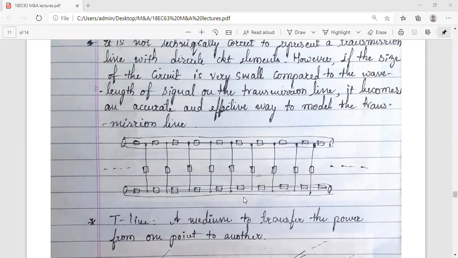Can anybody tell me what that effect is? In the previous class we had discussed it. You can unmute and answer, no problem. What was that effect called? Anybody? I'm talking about the higher frequencies. At higher frequencies, when the length of the line is comparable with the wavelength, one particular effect is very much significant. You cannot avoid it.